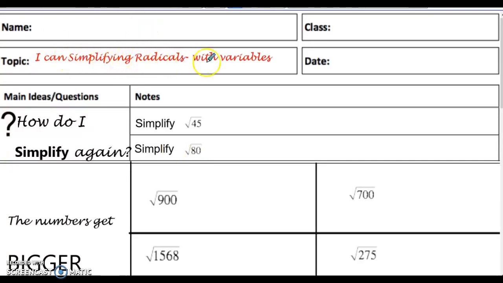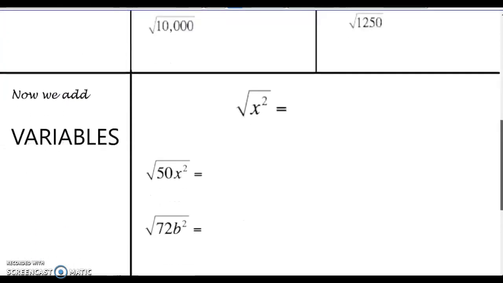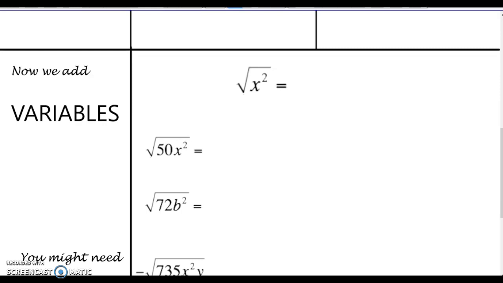So now we're going to go into simplifying radicals with variables. I actually really like these. I think that they're easier. So here's what I know. I know that the square root of x squared equals x.